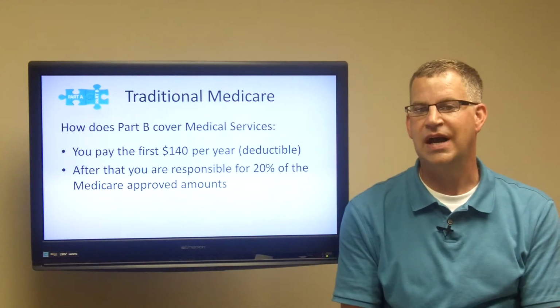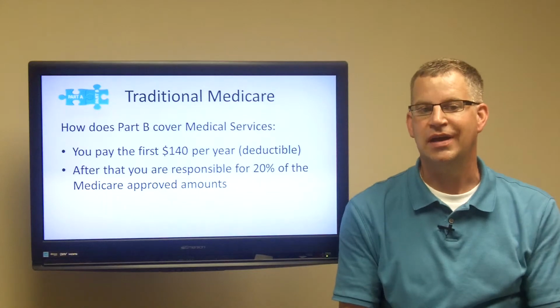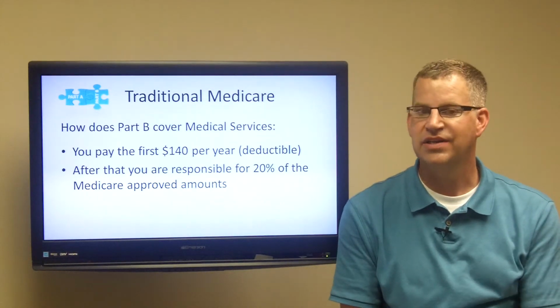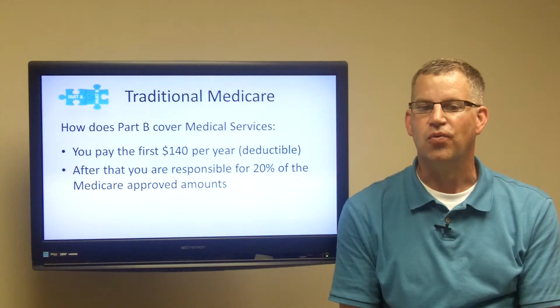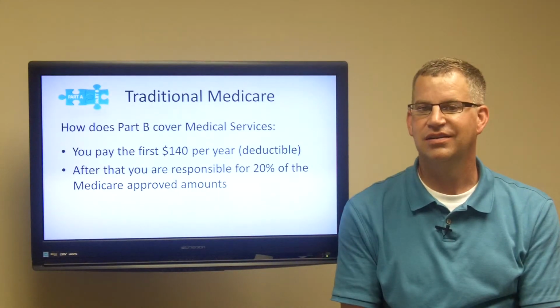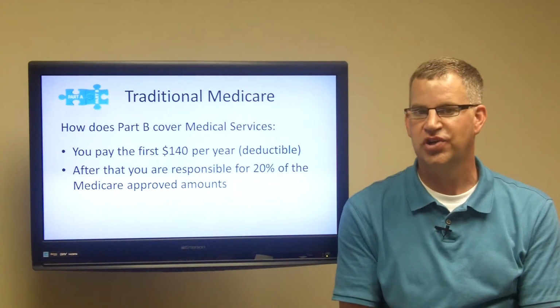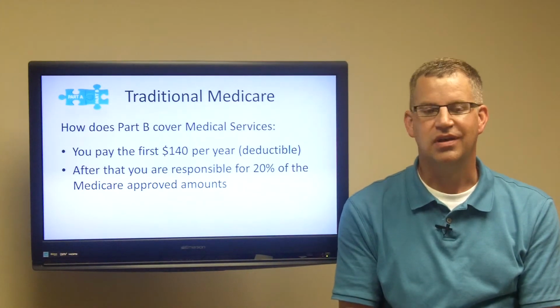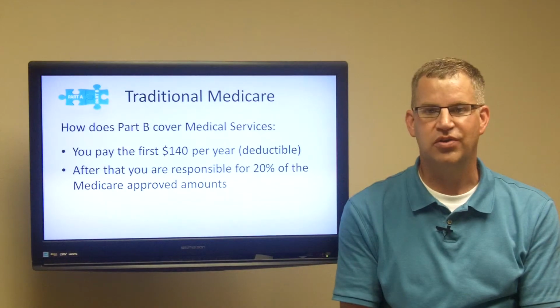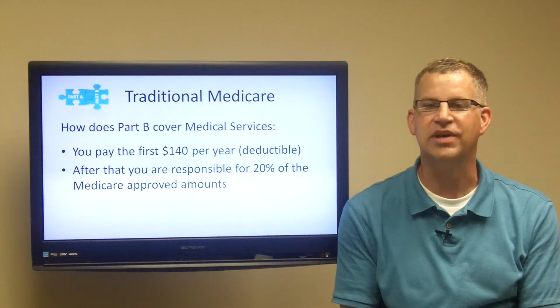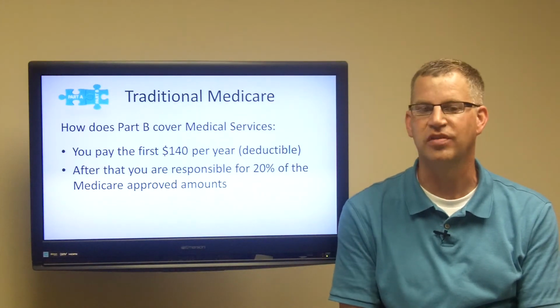Now, one thing to keep in mind, most people are used to an annual out-of-pocket limit with their health insurance. Medicare does not have that. So whatever your 20% of the charges, whatever the hospital charges that are passed on to you, if that's a $20,000 bill or a $25,000 bill, you're responsible for the full amount because there is no annual cap with Medicare.